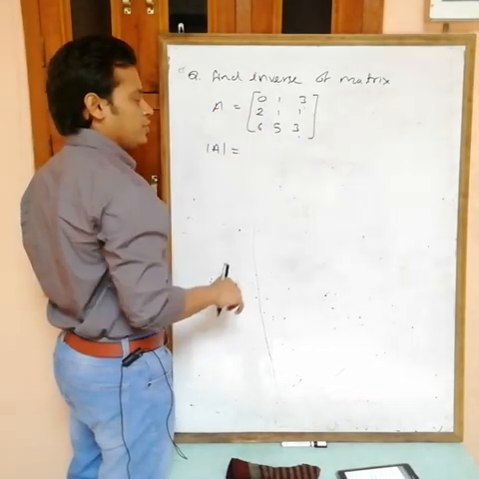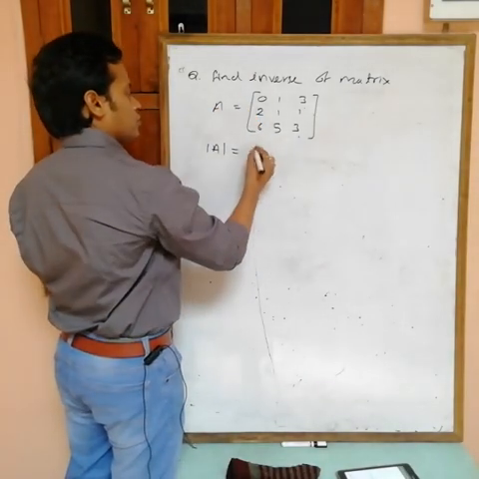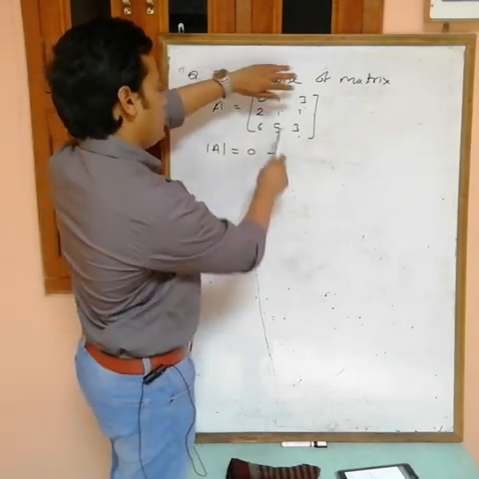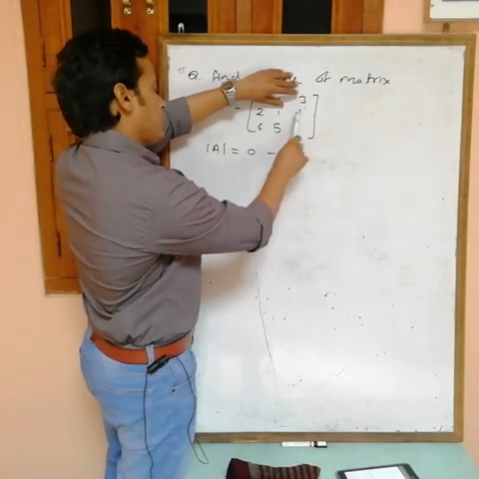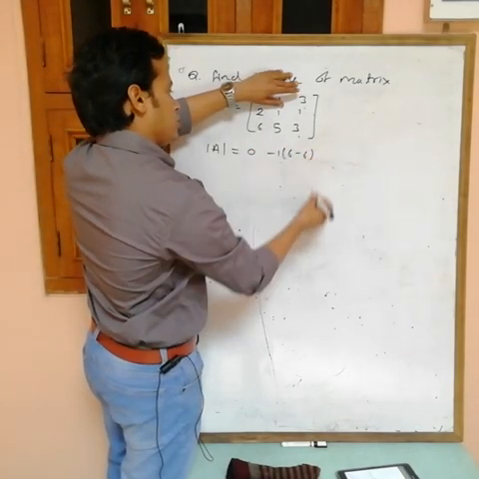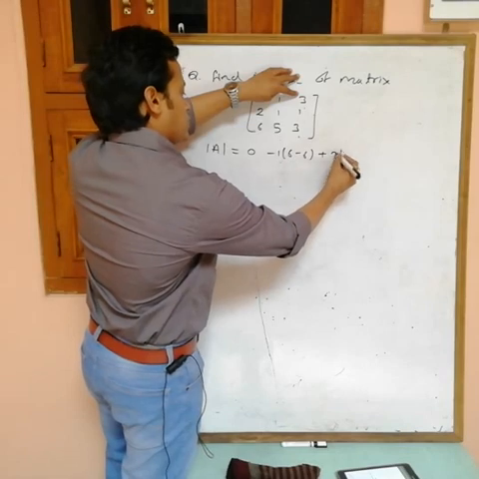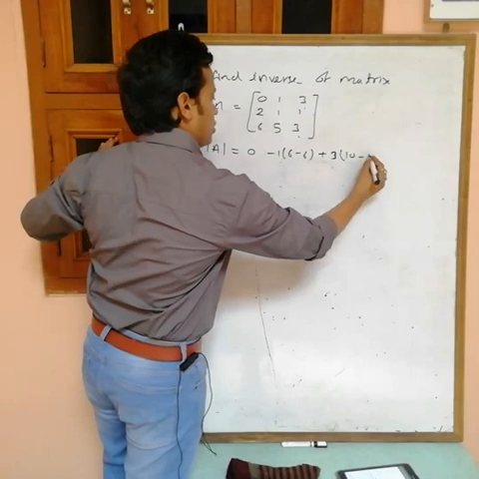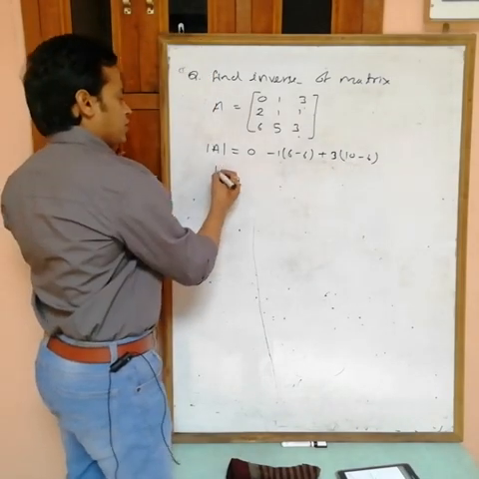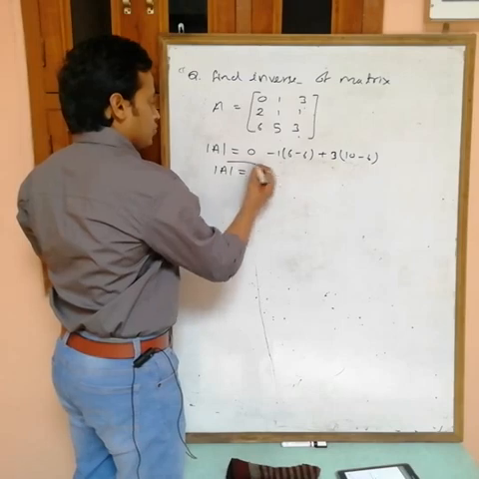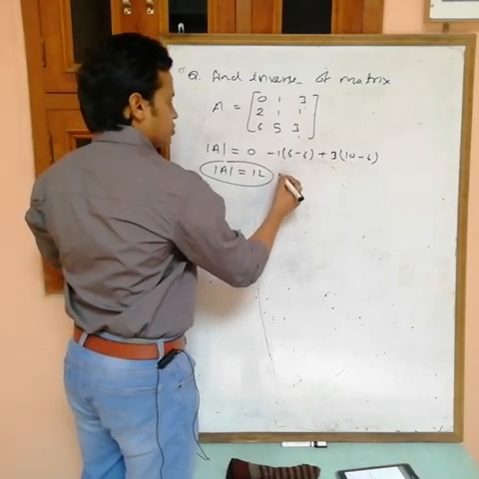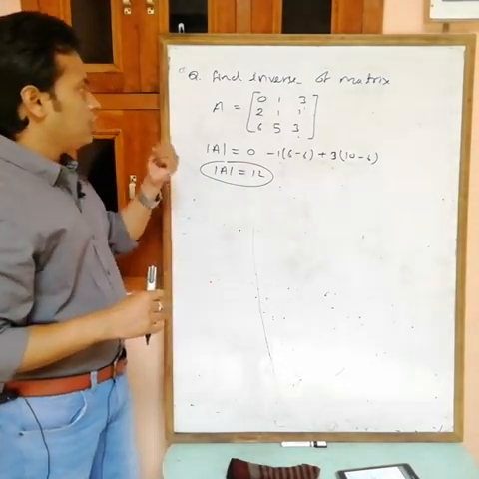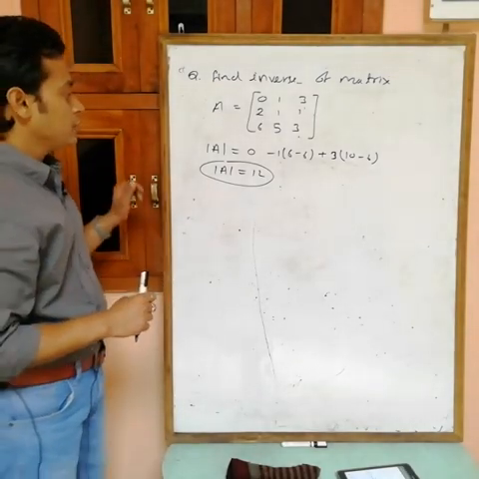Now expand this one. I am expanding with respect to R1. So 0 multiplied by its cofactor becomes 0, then for 1 the sign is negative. Hide the corresponding row and column, then 6 minus 6, again 0. Then for this one, the sign is plus 3, hide the corresponding row and column, 10 minus 6. So we are getting the determinant of A is equal to 12, which is not equal to 0. If the determinant of A is not equal to 0, then the inverse is defined.